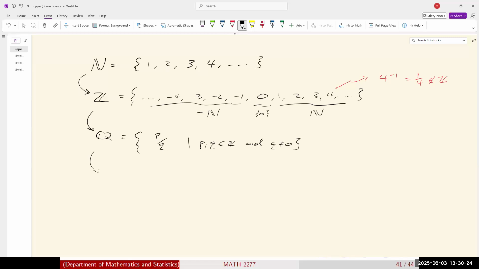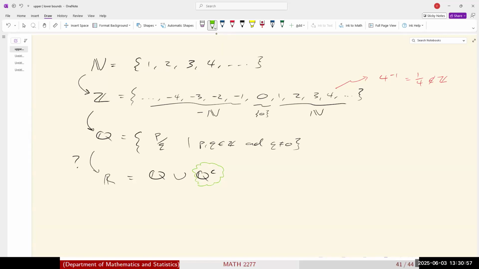How do you go from Q to R? The next step up. Let me write what R is. R is Q, the rationals, together with the irrationals. So in order to go from Q, the rationals, to the real numbers, I need to take my rational numbers and add all the irrational numbers to it.